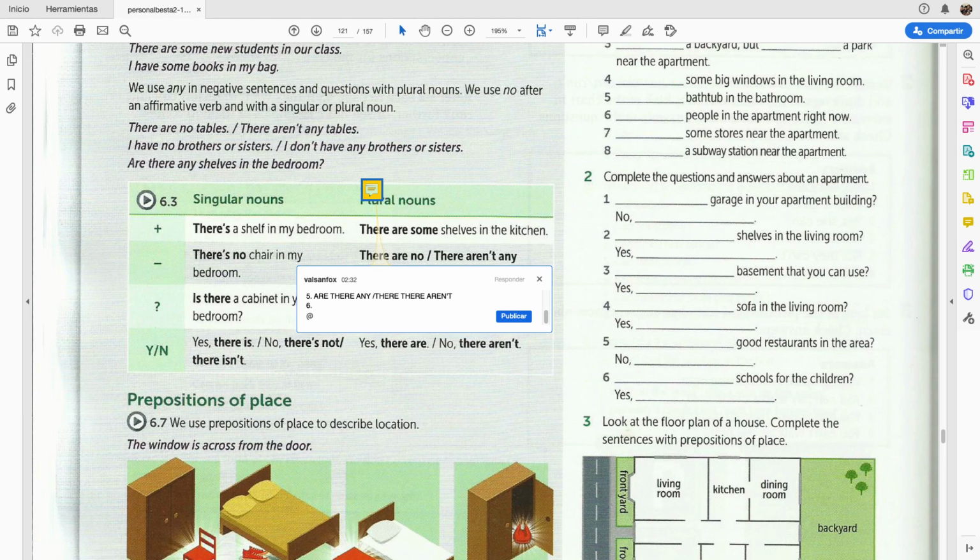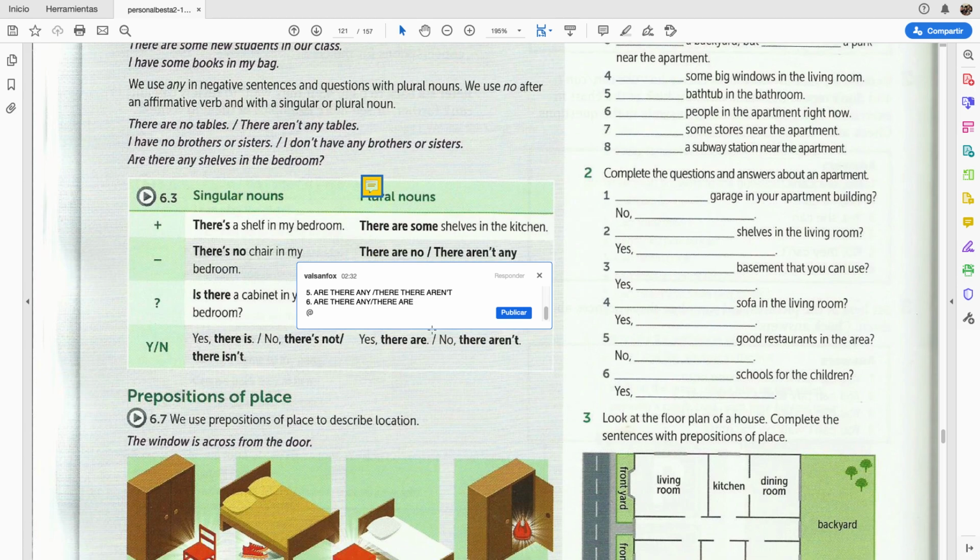Number 6, schools for your children. Schools, plural, are there. And what do we use for questions? Any. Are there any schools for the children? Yes, there are.